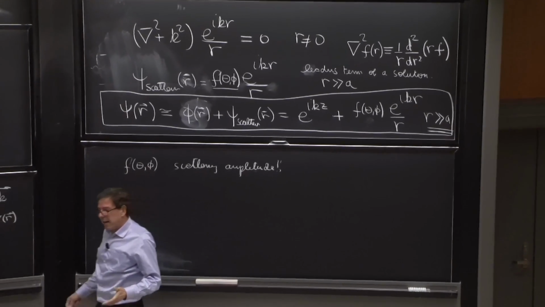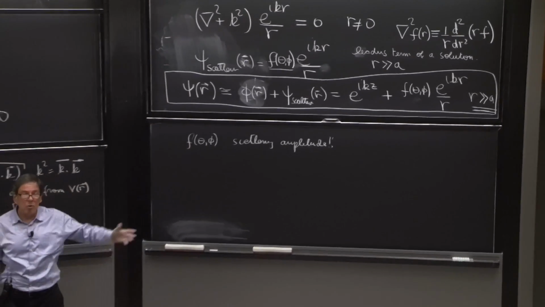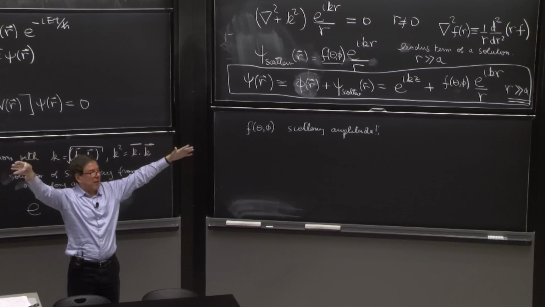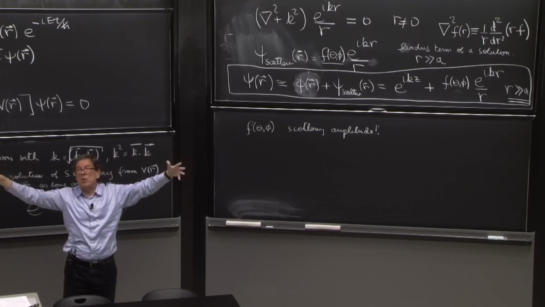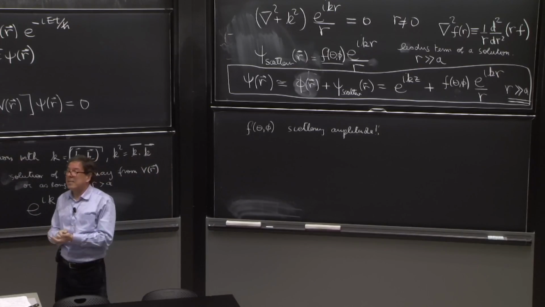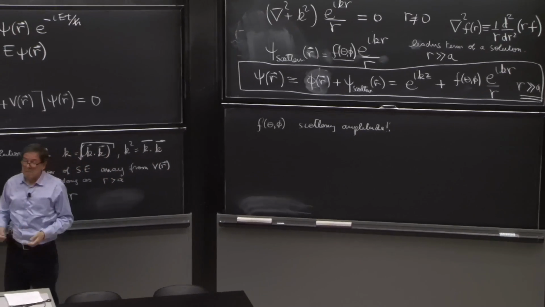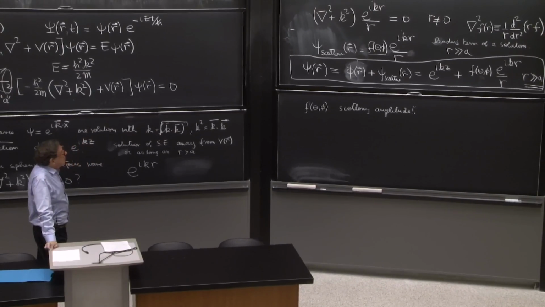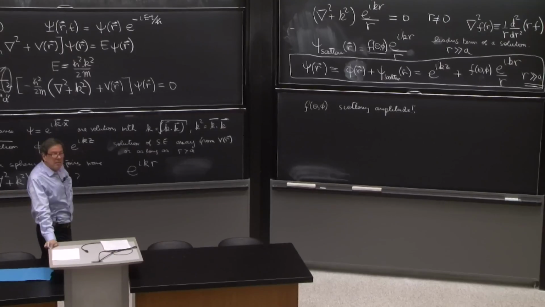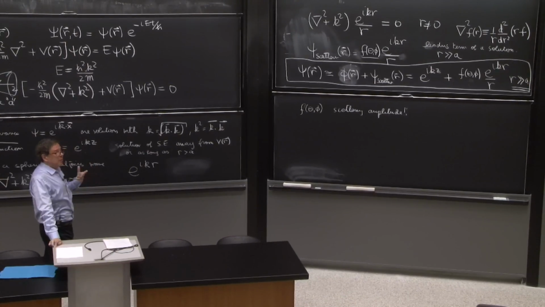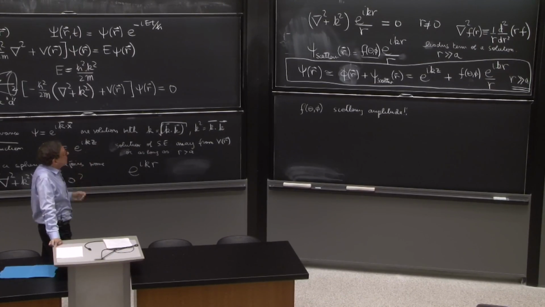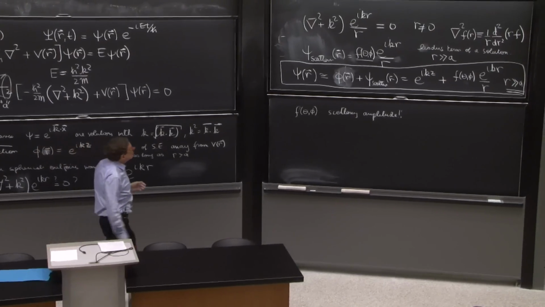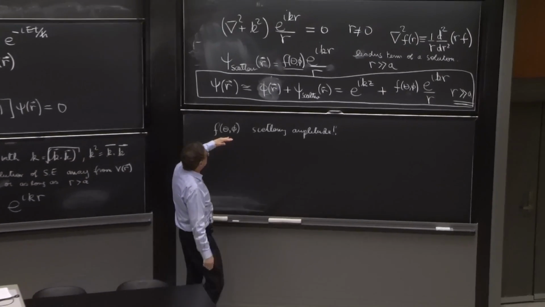Now you would say, okay, that seems reasonable. You know how the solution looks far away, and that's where you're going to do the measurements. That's where you have the detectors. So we have to find what f of theta and phi is. But suppose you had it. What have you learned if you have the f of theta and phi?